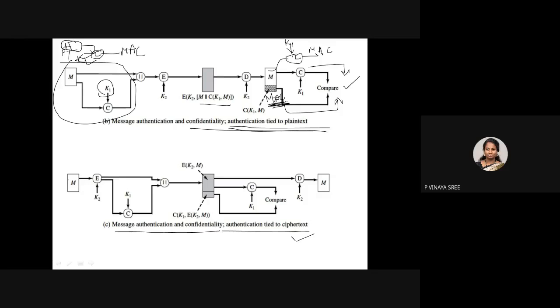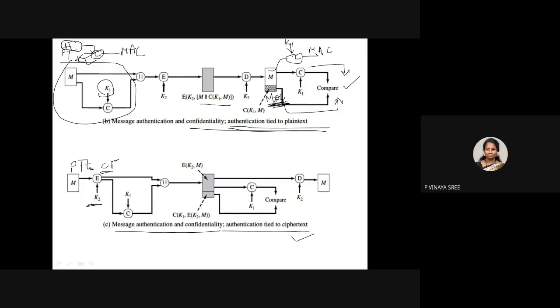But in this case, for "hi, hello, how are you", what we are doing is first converting this plain text to ciphertext with the help of K2. Try to concentrate. Here, the actual message, the plain text, we are converting to ciphertext first.